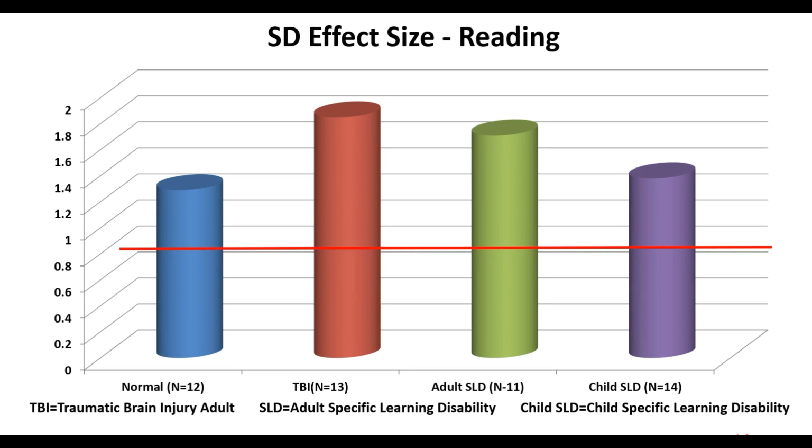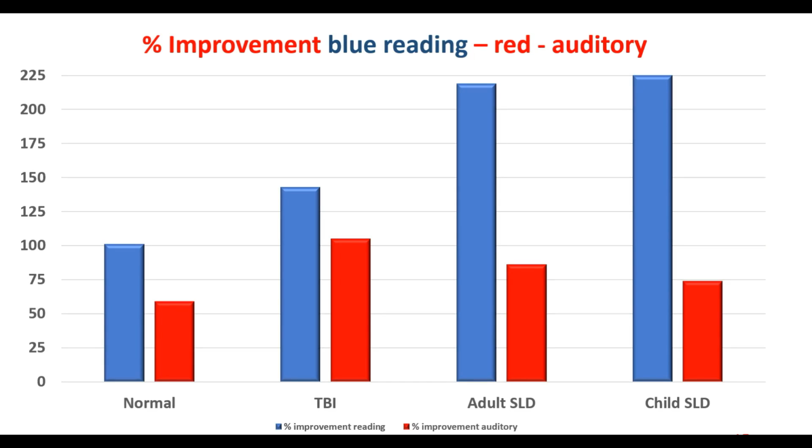Standard deviation effect size for reading, and again you can see a very substantive effect size across all four groups. Percent improvement in reading ability. All four groups showed substantive improvement in the red, auditory, and blue for the reading. So particularly impressive were the specific learning disabilities for adult children in terms of their percentage improvement on reading memory.